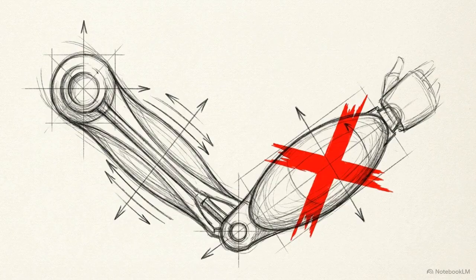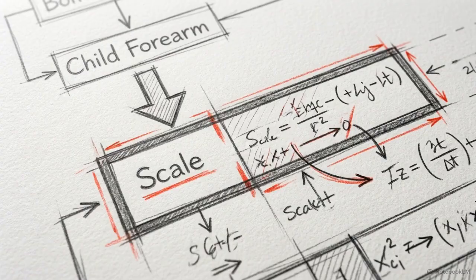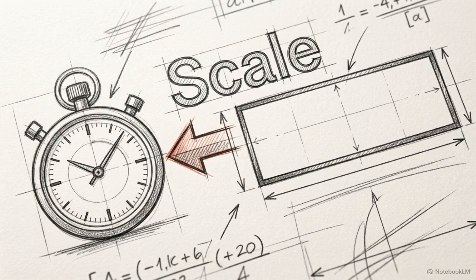Our first target is scale. We need to neutralize the parent's dimensional changes, so the child layer retains its original visual size. Select your child layer, press S to reveal the scale property, and hold Alt or Option while clicking the stopwatch. This opens the text box where we will write our expression.